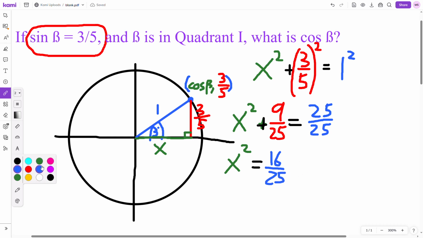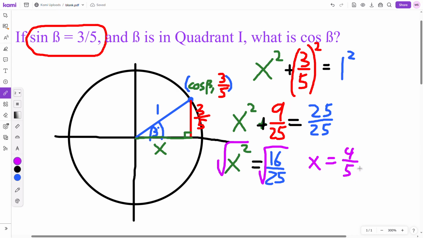And now we just have to square root both sides. These are all going to be positive values in terms of their length, so I'm not really worried about that. We can worry about the quadrants and their negatives later. And what we get is x equals square root of 16, which is 4, over square root of 25, which is 5. Hey, x is 4/5. That's the cosine. We did it. What is cosine beta? Cosine beta equals 4 over 5.